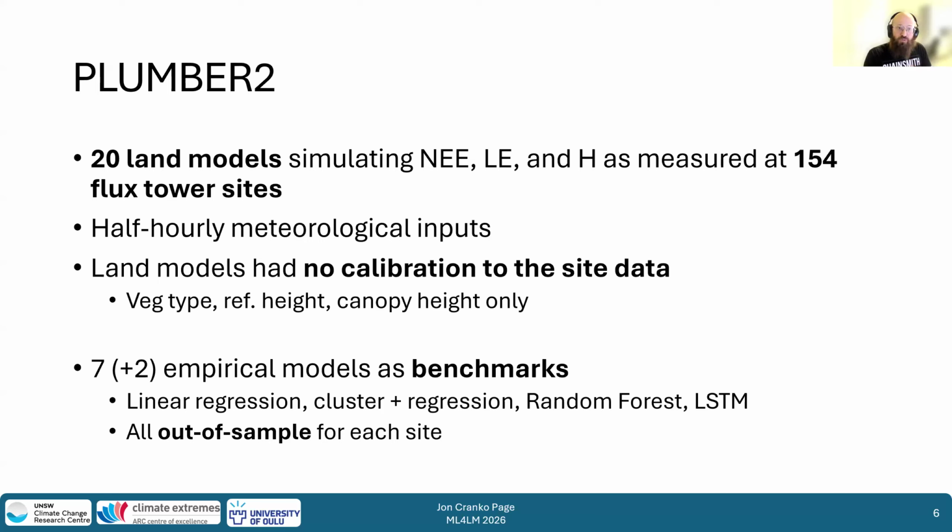And then the benchmarks that we brought in were 7 empirical models, just statistical models, and then also two very basic empirical hydrological models. As I've said about a million times now, these are hierarchical, so they range from a very simple linear regression against incoming shortwave, through various types of k-means clustering and regression, into very flexible random forests and LSTMs. And importantly as well, these were all trained out of sample for each site. So none of the empirical models were trained on any of the data that they were predicting.